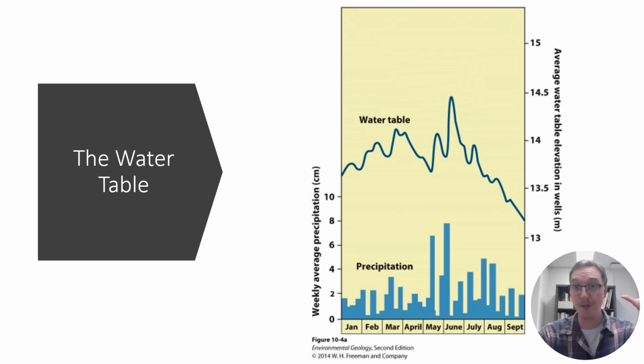It also follows seasonal trends. Here we can see our water table linked very well to our precipitation. Now, there's also a little bit of a lag time, right? Because it takes time for water to infiltrate through the soil and down into the groundwater zone. So you can see there's a little bit of a lag here and a little bit of a lag here from that peak rainfall to the peak elevation within the water table.